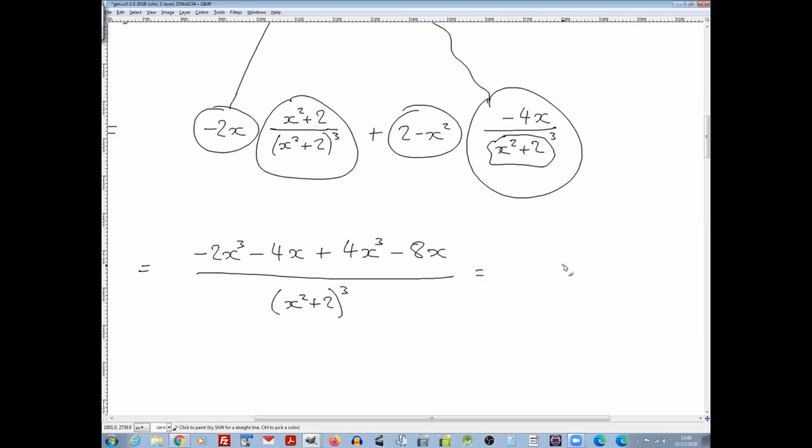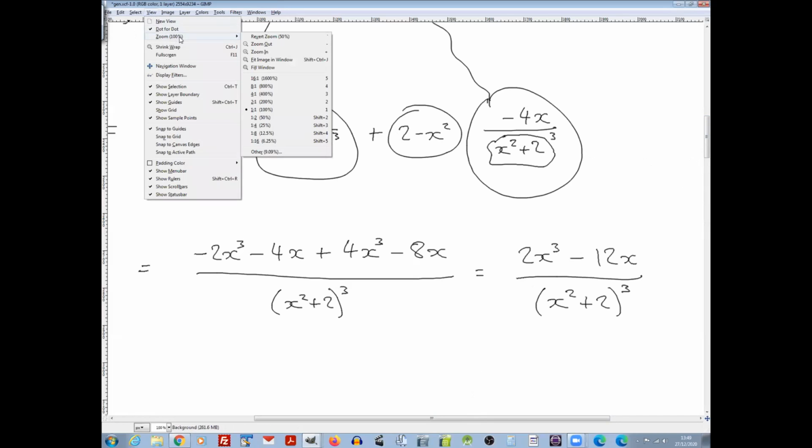Which is going to be equal to 4x cubed minus 2x cubed, so 2x cubed, minus 12x. Minus total 12x, yes, good. Oh, you wrote plus. Right. Over x squared plus 2 cubed. And we could take an x out, or we could take 2x out on top, by the way.